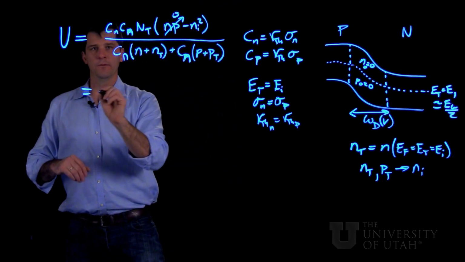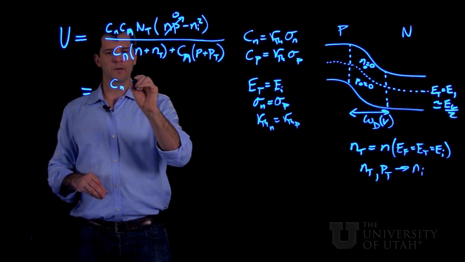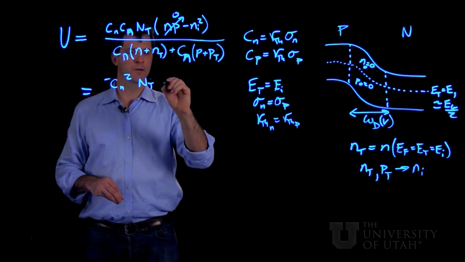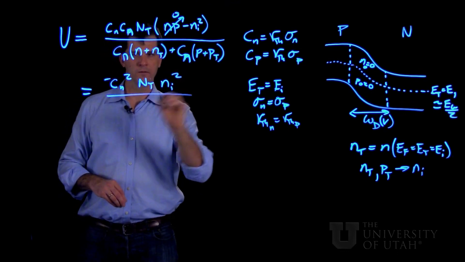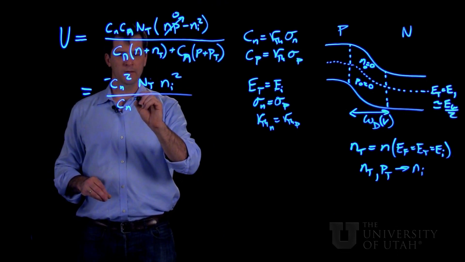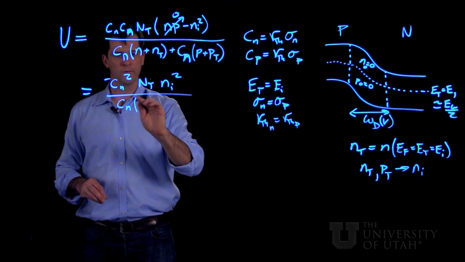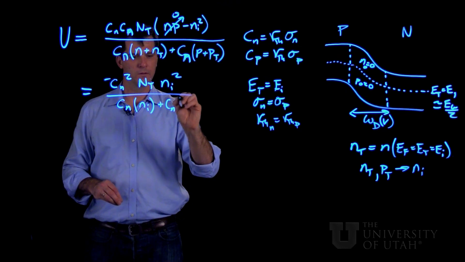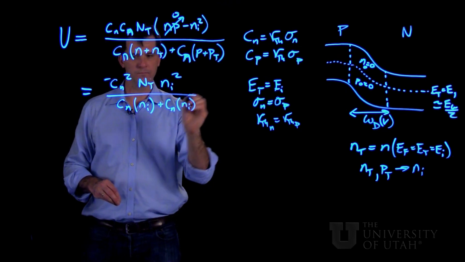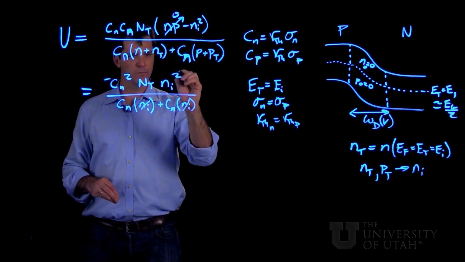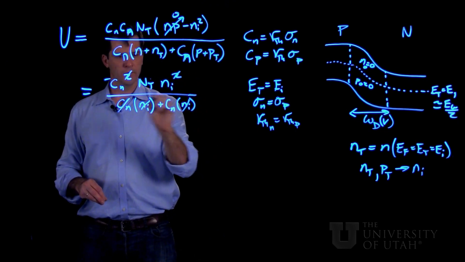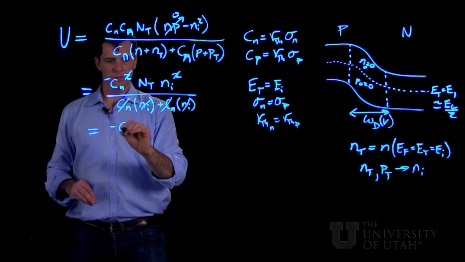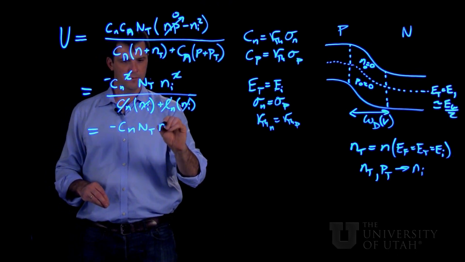Let me bring this down and rewrite it. So we've got Cn squared N trap, minus sign overall, Ni squared over Cn times Ni plus Cn times Ni. Okay, so we can cancel out some Ni's, and we can cancel out some Cn's, and we are left with a negative Cn N trap Ni.